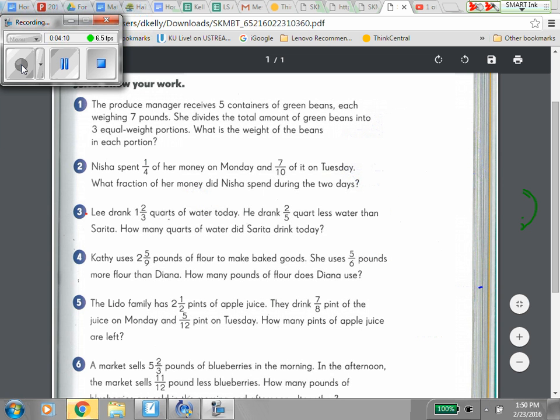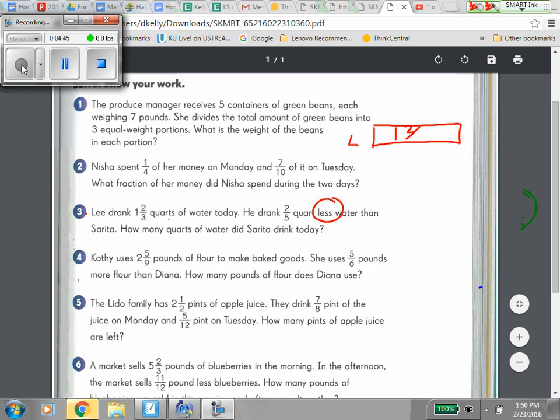So number 3 is going to be a little tricky. So we have Lee drank 1 2/3 quarts of water today. He drank 2/5 quart less water than Sarita. How many quarts of water did Sarita drink today? All right, so let's write down, we're going to draw a bar model, and the reason I am is because he drank 2/5 quart less. And this is the key word. If you see less or more, chances are it's going to be a really good idea to create a bar model. So Lee drank 1 2/3 quarts of water. So this is Lee here.